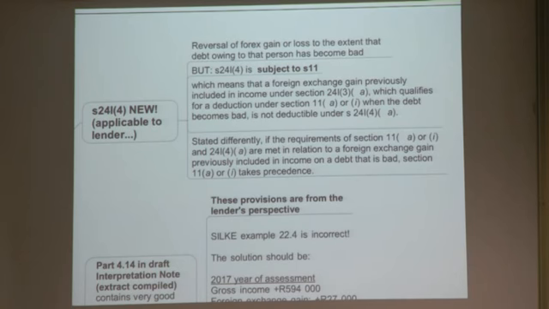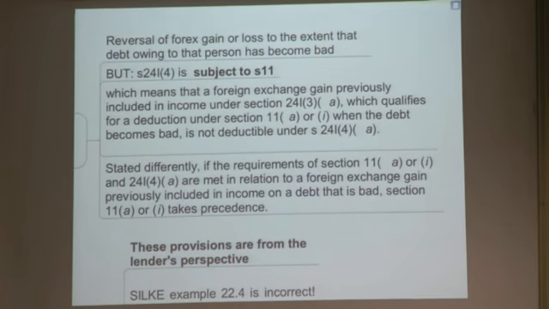Okay. So what I've done is I've summarized the 24I(4) that we've just discussed at the top. I said that the new rule is applicable only to the lender, and effectively we have the reversal of the foreign exchange gain or loss to the extent that the debt owing to the person has become bad, but it is subject to section 11, which means that my foreign exchange gain previously included, which qualified for a deduction under section 11A or 11I when the debt becomes bad, is not again deductible. Okay. So if you already deducted it under 11I or 11A, we're not going to do it again.